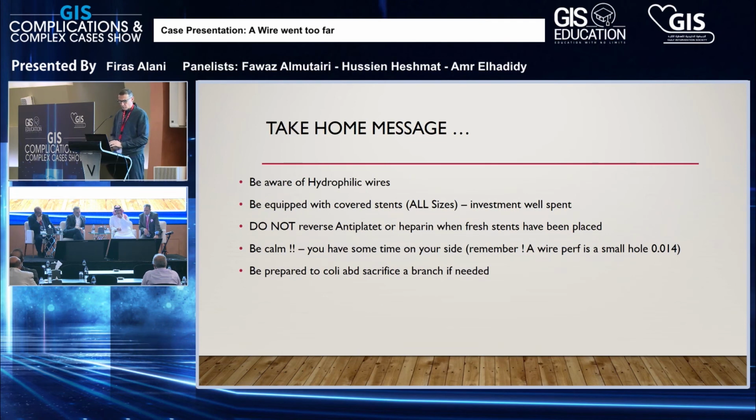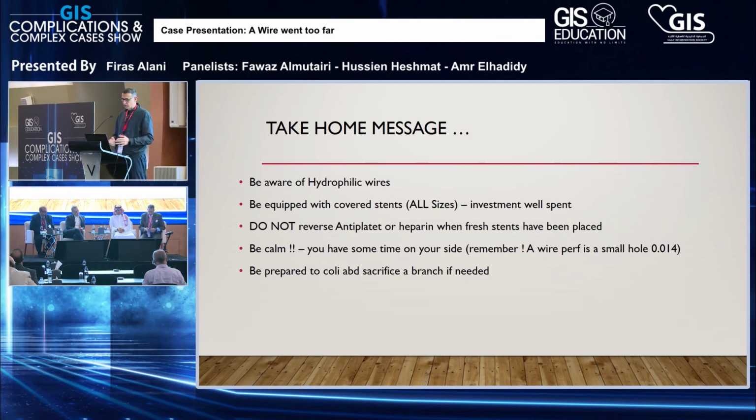So really the points I wanted to make were clearly, elegantly pointed out again in the previous session. This was a PT Graphics wire in the diagonal. PT Graphics wire is a very prominent hydrophilic wire. It gets you through tight lesions, but you gotta be aware that they are high risk for perf. Your lab should be equipped with all kinds of covered stents, and I will say all sizes. And trust me, that's an investment that's well spent.